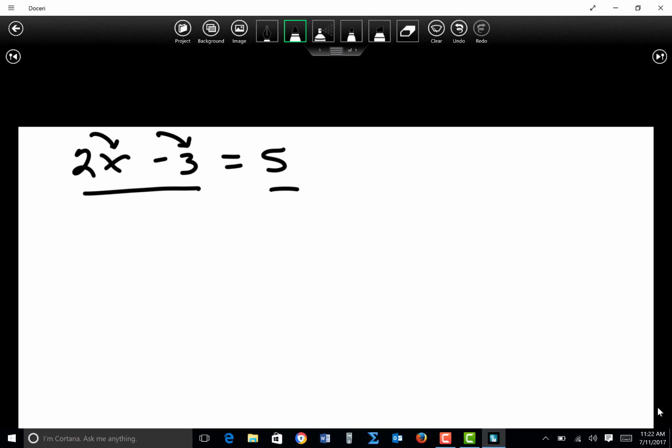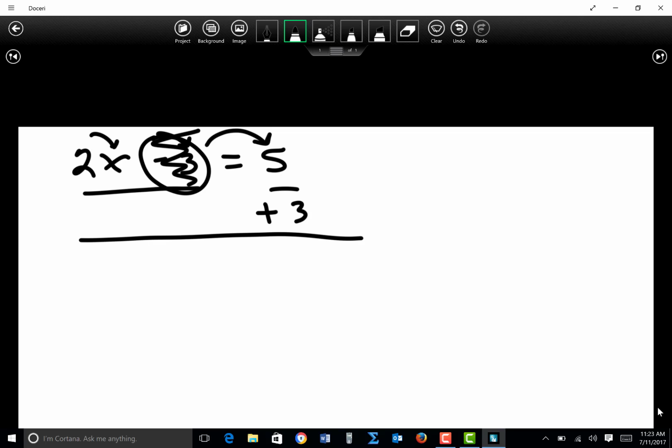So what we want to do is get rid of this 3. And the way we get rid of it is we pick it up and move it to the other side. And in order to get rid of a -3, I need to have a +3. So when I move it, it's gone over here, and I have an 8 now on the right-hand side.